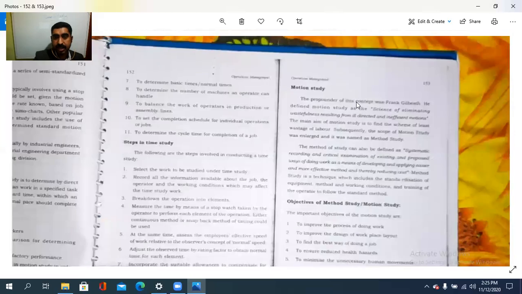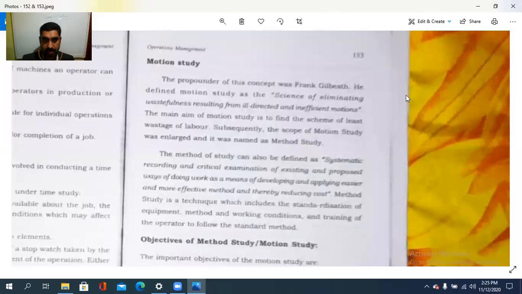Another one is what? The motion study, movement. So the proprietor of this concept was Frank Gilbreth. അപ്പോൾ ടൈം സ്റ്റഡി ആരായിരുന്നു? ടൈലർ. മോഷൻ സ്റ്റഡി Gilbreth. He defined a motion study as the science of eliminating wastefulness resulting from ill-directed and inefficient motions. Movements, inefficient, കാര്യക്ഷമമല്ലാത്ത മൂവ്മെന്റ്സ്, തെറ്റായിട്ടുള്ള മൂവ്മെന്റ്സ്, that results in the wastefulness. എന്ന് പറഞ്ഞാൽ വേസ്റ്റ് ആകുന്നു, അത് മാക്സിമം എലിമിനേറ്റ് ചെയ്യുന്നു, അതാണ് മോഷൻ സ്റ്റഡി.